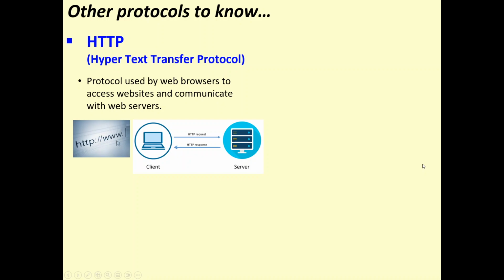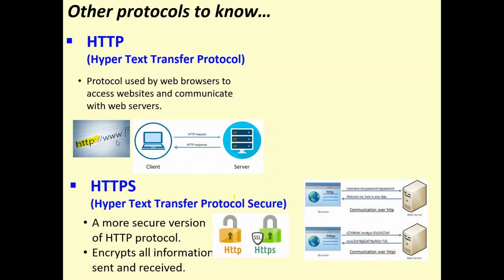So, HTTP, Hypertext Transfer Protocol. It's the protocol used by web browsers to access websites and communicate with web servers. Basically, it's the protocol you type in at the start when you go to a website. HTTPS, the S being secure. A more secure version of HTTP because all the information is encrypted. It encrypts all the information, so it cannot be read by third parties such as hackers. HTTPS, secure.